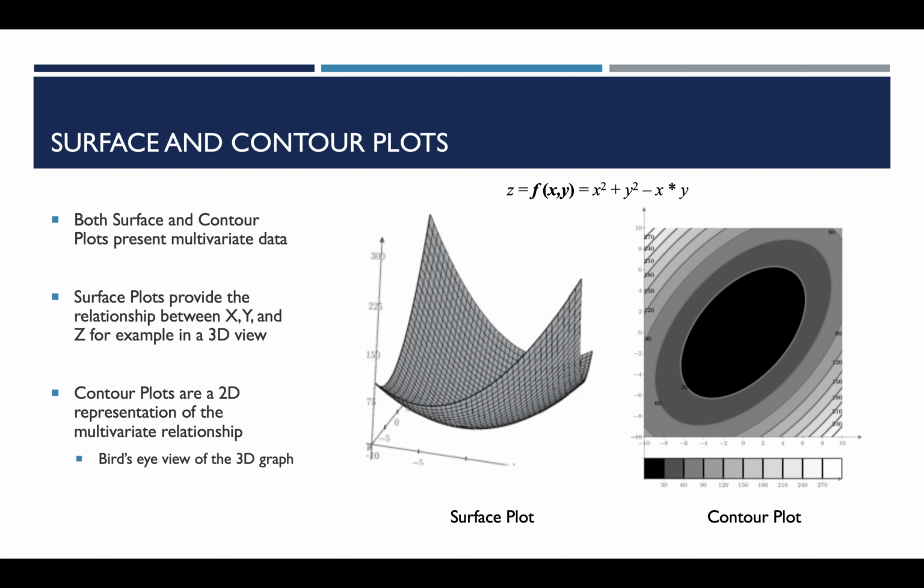The surface plots, like the one on the left, provide the relationship between x, y, and z in a 3D view, and it looks like this really cool curve. The contour plots, on the other hand, are two-dimensional representations of the multivariate relationship. In other words, if you were to take a helicopter and go up to the top and look down on the graph, you would have a bird's eye view of the 3D graph on a 2D plane.